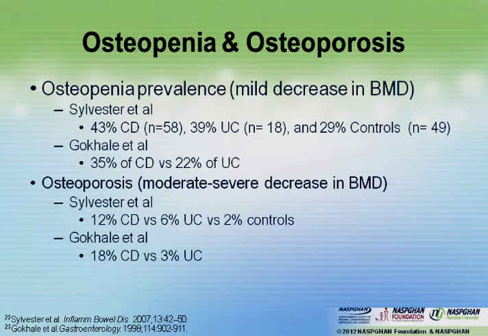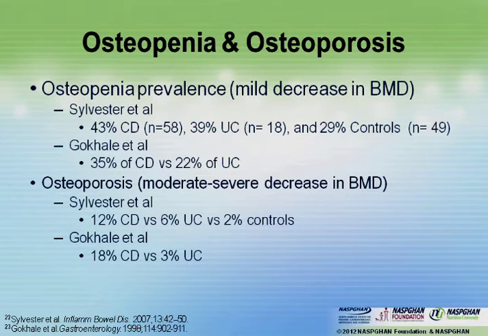Well, what about the prevalence of this problem? You look at the group at Connecticut. They looked at their patients and found that 43%, or 58 patients, with Crohn's disease had osteopenia as compared to 39% of UC patients. And they actually had a fairly high number of their controls, 29%, who had low bone mineral density. If you look at a prior paper that looked at patients that were followed here in Chicago, Gokhale saw 35% of Crohn's patients had osteopenia as compared to 22% of patients with UC.